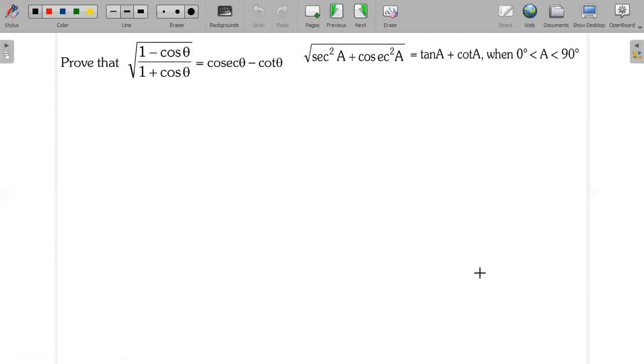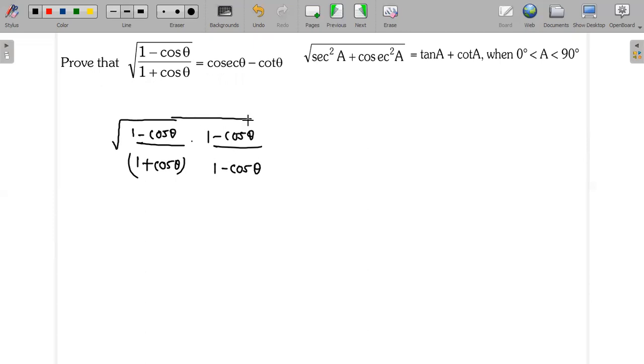Now in the next one, we need to prove this relation: square root of 1 minus cosine over square root of 1 plus cosine. No need to tell you this time that removing irrationality from the denominator is what we are looking for. So in that case, you need to multiply and divide the whole expression by 1 minus cosine theta. The moment you do that, you'll get your answer in terms of cosecant as well as cot.